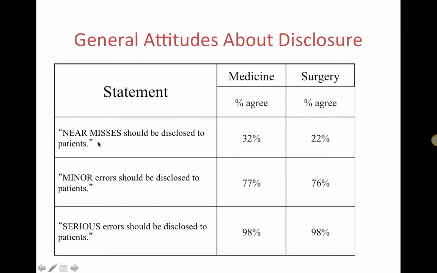Regarding whether near misses should be disclosed to patients, 32% agreed. Regarding whether minor errors should be disclosed to patients, 77% agreed with this statement. And in regards to serious errors, 98% agreed that such errors should be disclosed to patients.